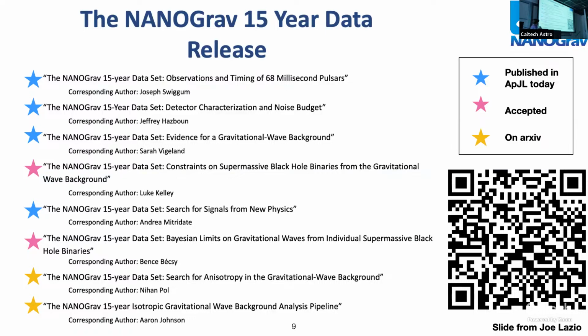And this QR code takes you to a link that has all 4 of these papers with blue stars that you can read. And the 3 big ones that we're really highlighting here are the dataset paper, the paper that describes the dataset and the timing of these 68 millisecond pulsars; the detector characterization and noise budget paper, which discusses a lot of the noise models that are used; and the paper that presents evidence for a gravitational wave background.